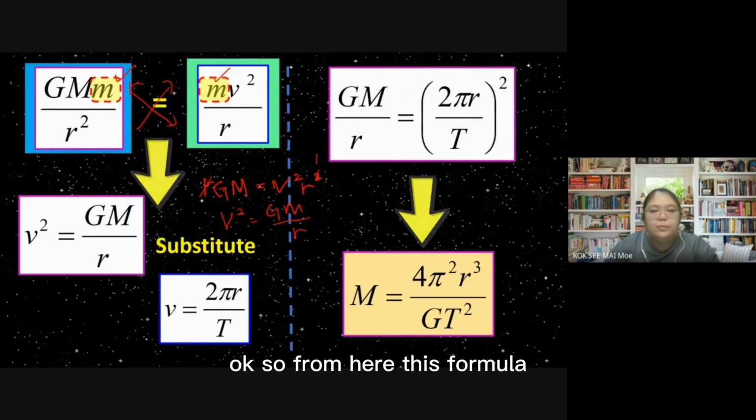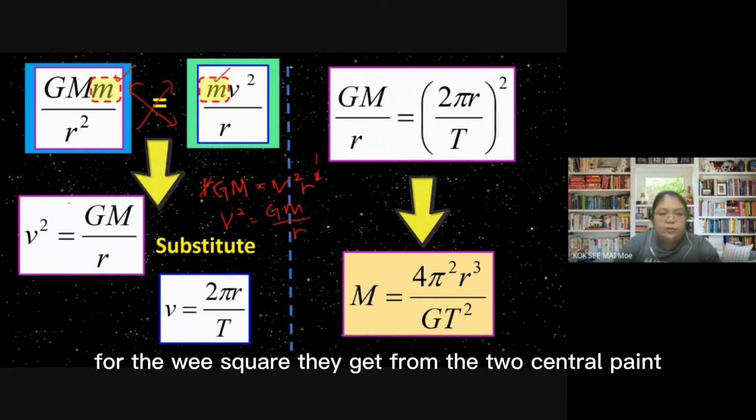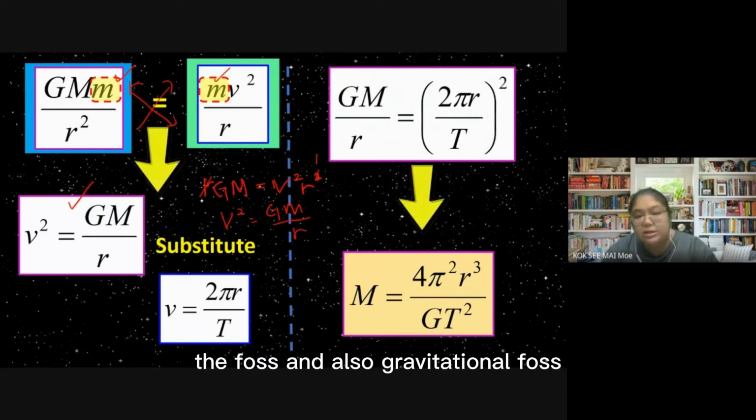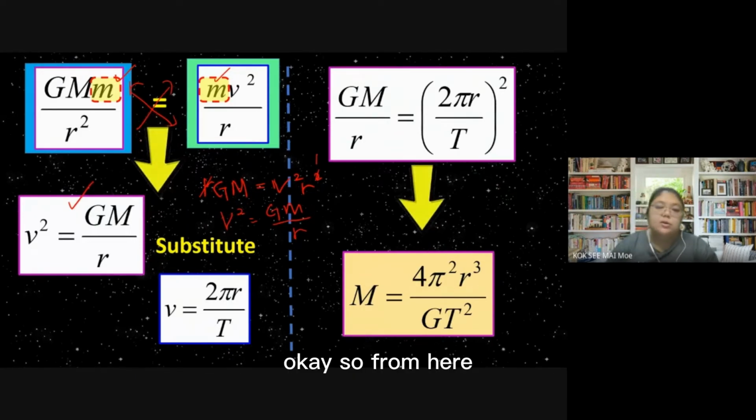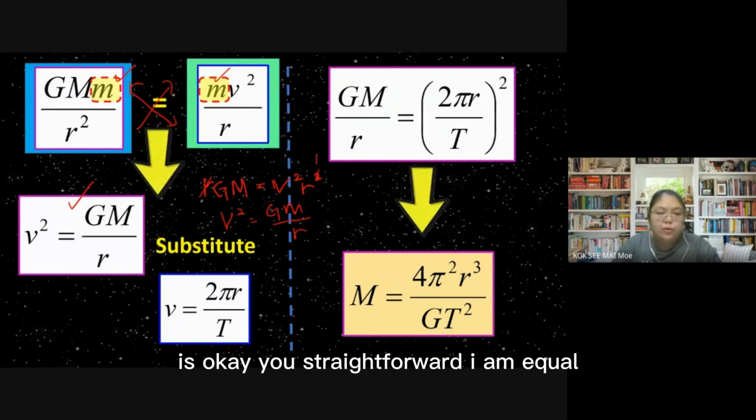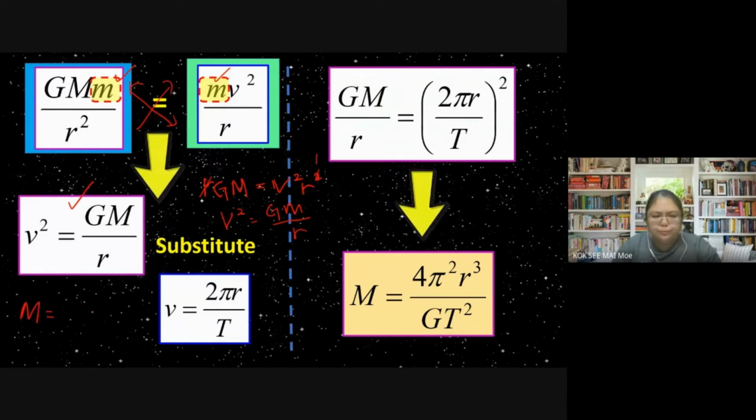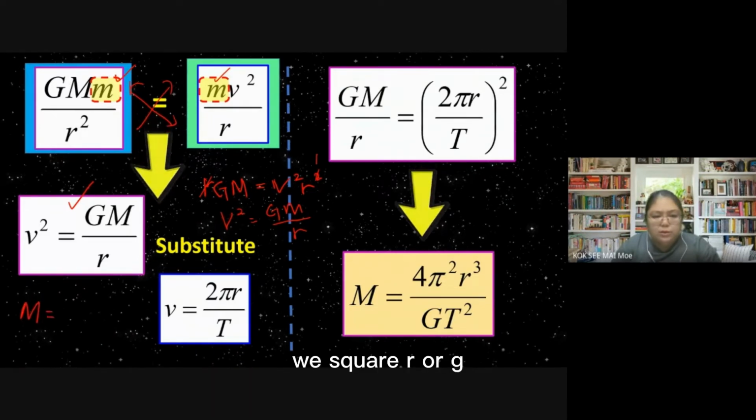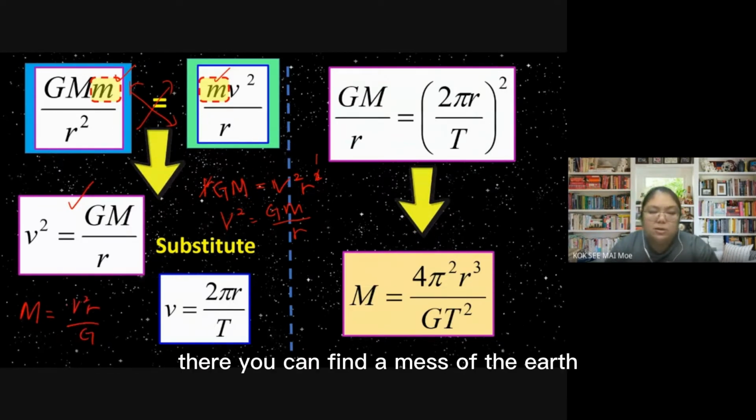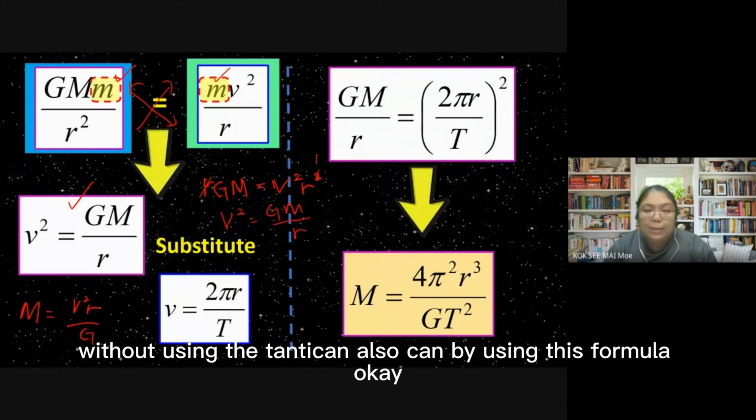Okay, so from here, this formula for the V squared, they get from the centripetal force and also the gravitational force. So if the situation is you want to find the mass of the Earth, it is straightforward: M equals V squared R over G. Okay, you can find the mass of the Earth without using the time taken, by using this formula.